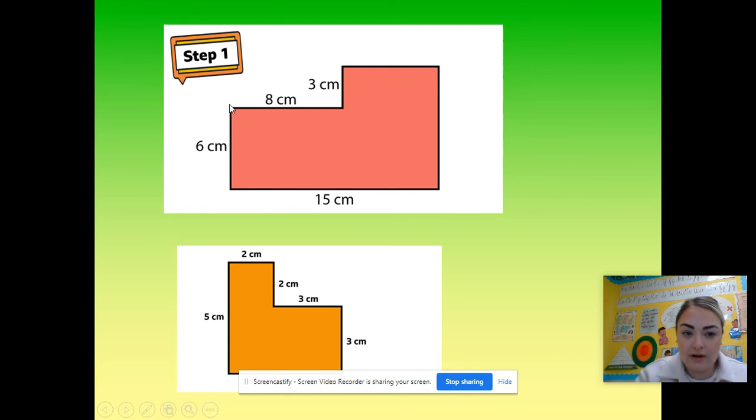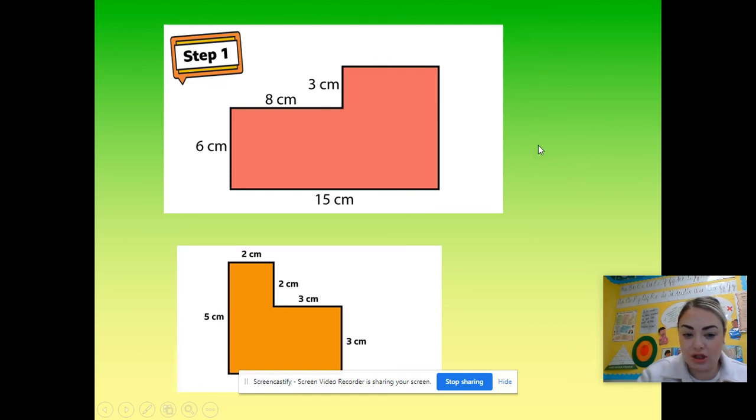So I can see if I made my line a little bit longer and I made this into a rectangle here, I'd have 6, add 3. So 6 add 3 is 9. So I know this side here would be 9 centimetres. And then I've got 15 is my longest line, but it cuts at 8. So 15 take away 8 is 7. So this side here would be 7. So I'd have 7, add 9, add 15, add 6, and 8, add 3.